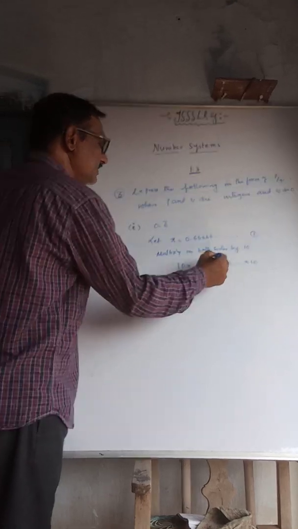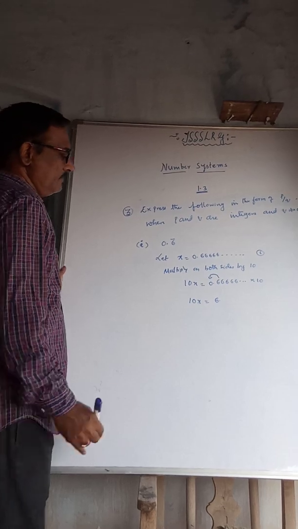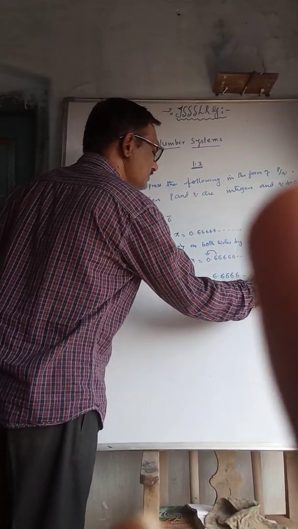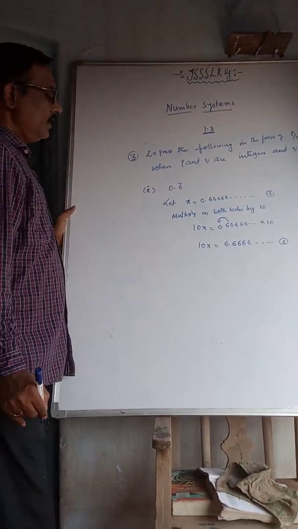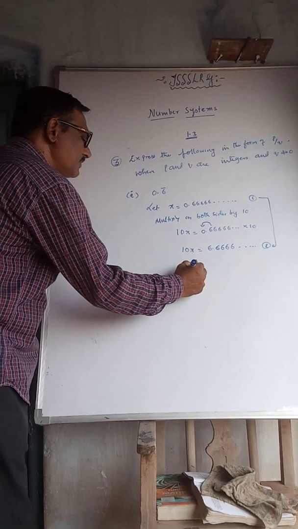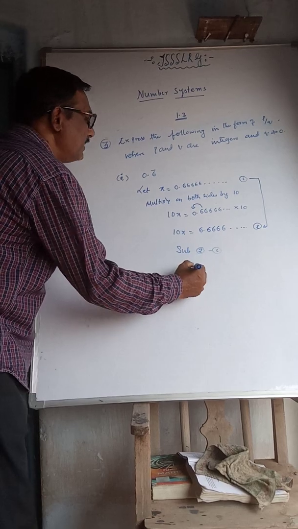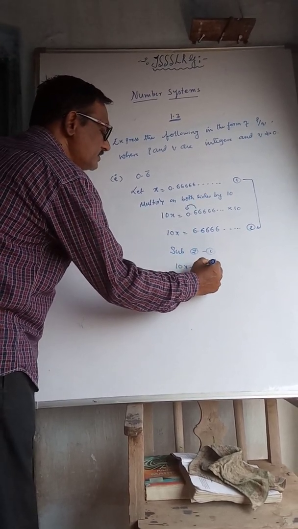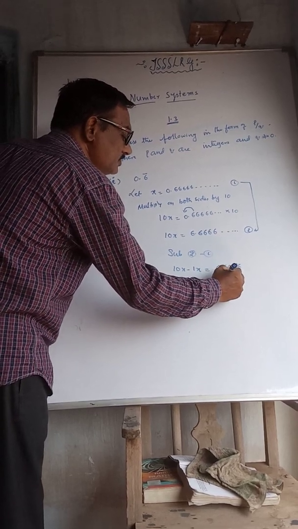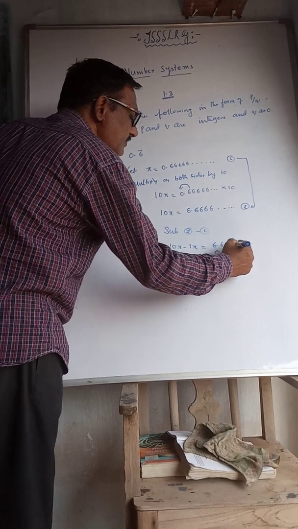When we multiply with 10, one number is shifted to the place of the whole number. 6.6666 is equation 2. Now you will have to subtract both of them, 2 minus 1. It is 10x minus 1x is equal to 6.6666 minus 0.6666, only 6 is left behind.